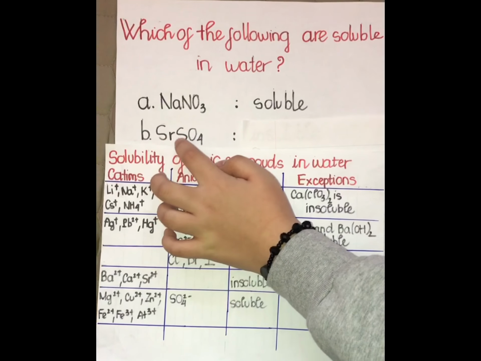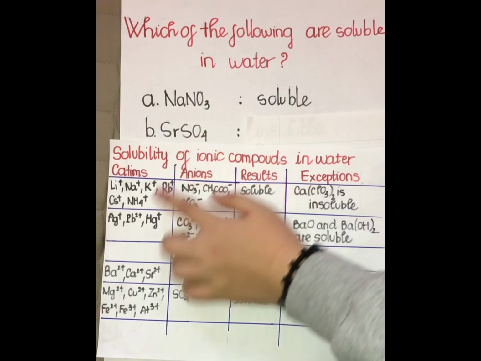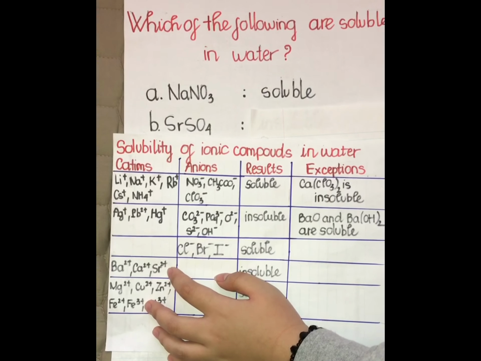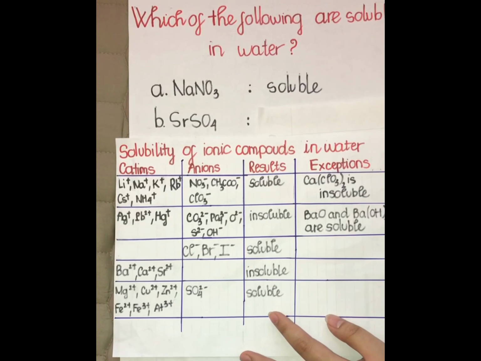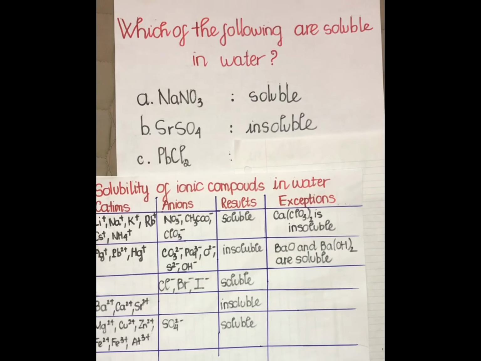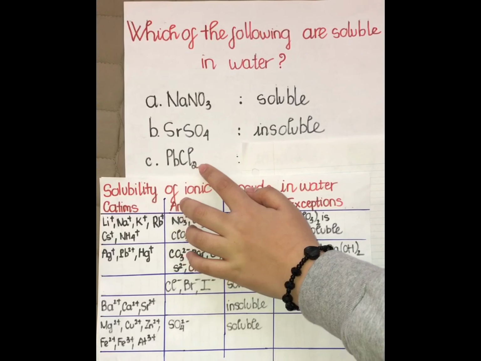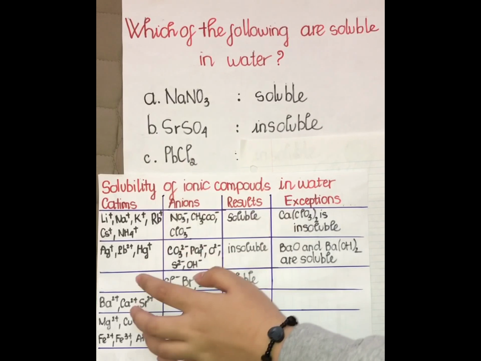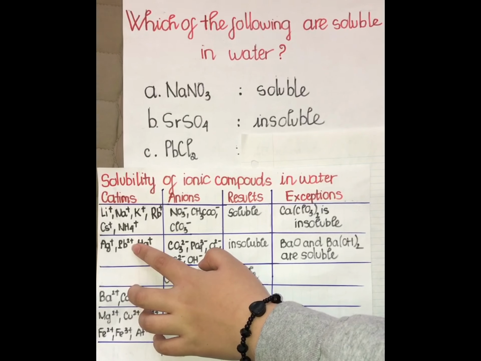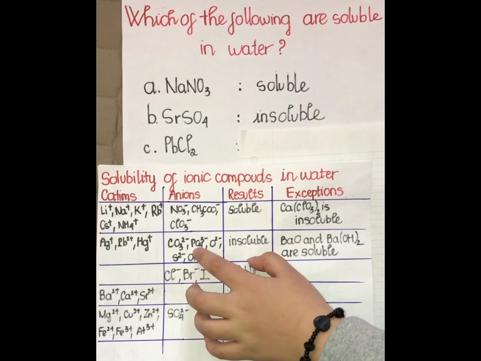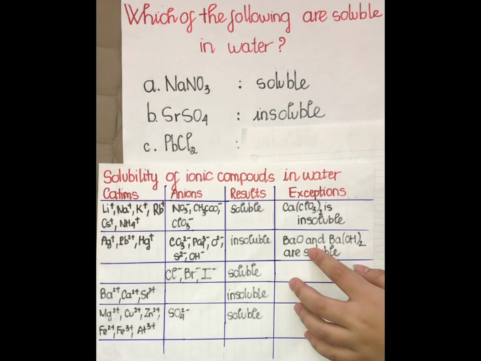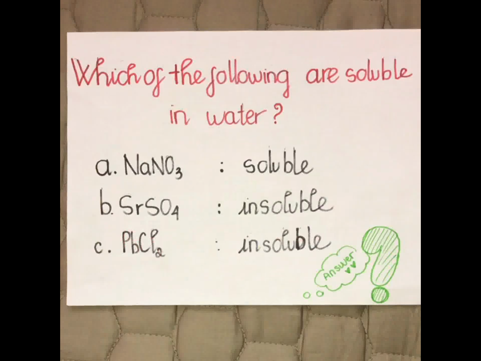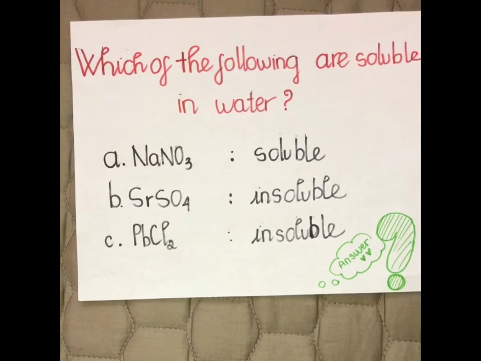B. We have SrSO4. As you guys can see on this cation, we have Sr. Sr always gives us the result of insoluble, so we have the result insoluble. C. We have PbCl2. As you can see on this cation, we have Pb and we don't have Cl here, so we just answer it insoluble. It's done for small examples.